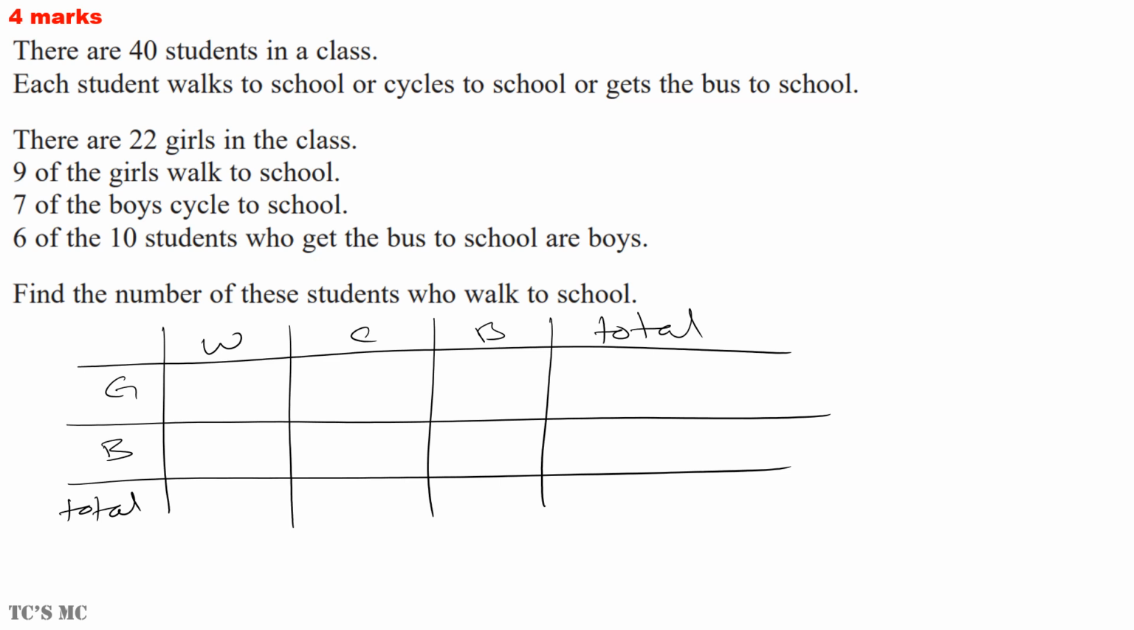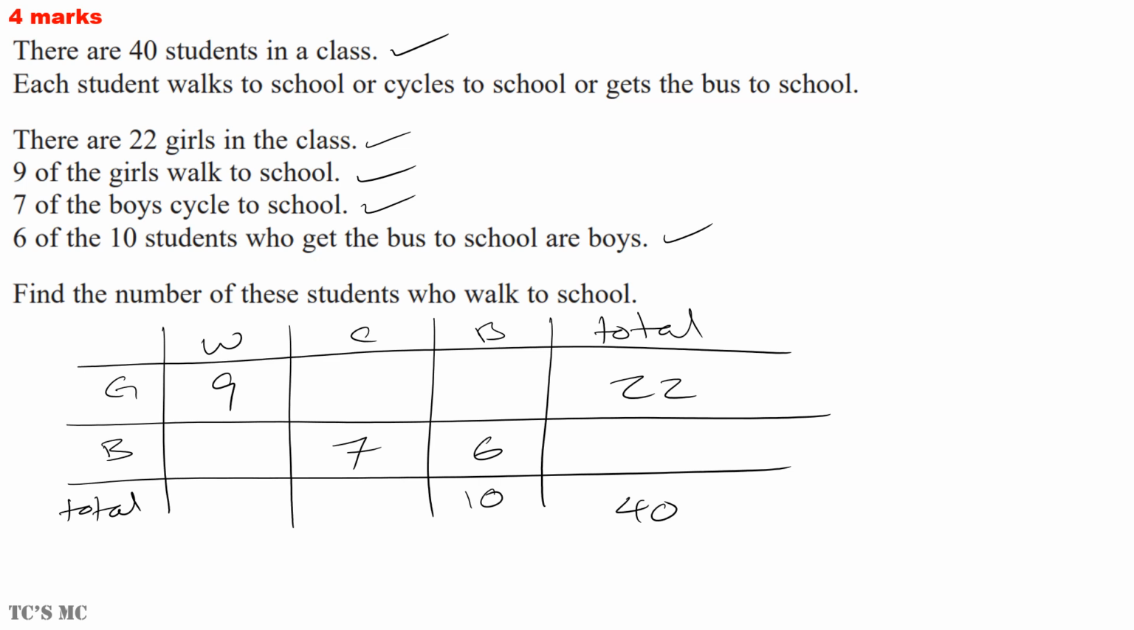40 students in a class, so that's 40 in total. That's ticked off. 22 girls in the class, so 22 in total. You can tick that off. 9 of the girls walk, so 9 girls. Done. 7 of the boys cycle, so boys and cycle is 7. Ticked off. And then 6 of the 10 students who get the bus. So the total bus is 10 and 6 of those are boys. And that's all of that. So I filled in my two-way table. That's not actually worth any marks. It's just to make it clearer for me.